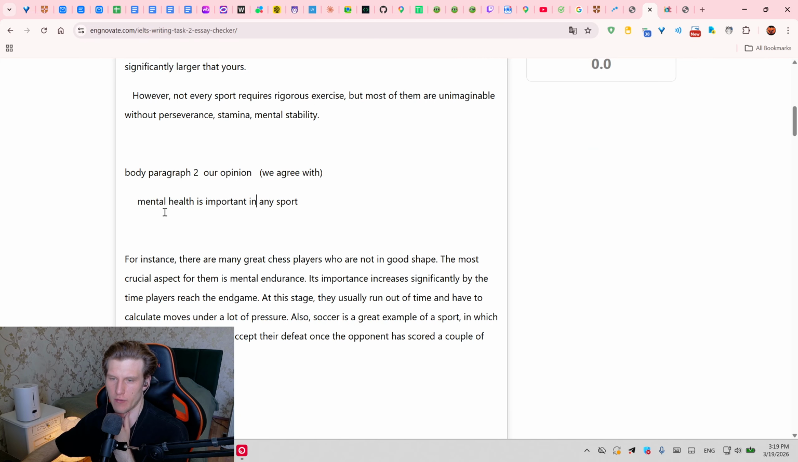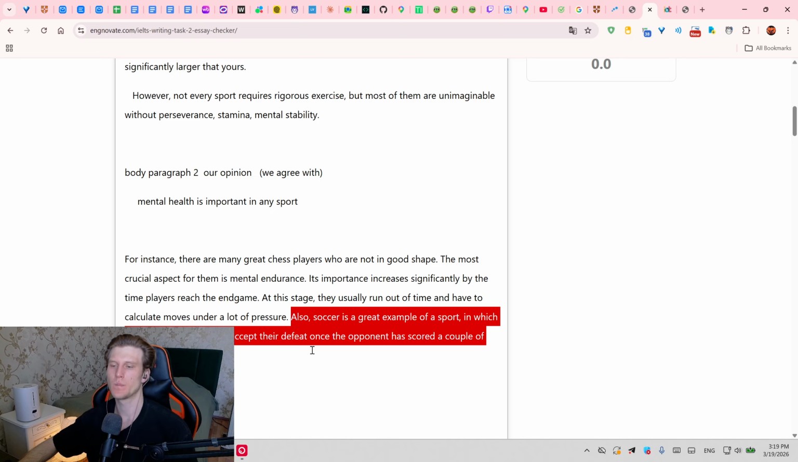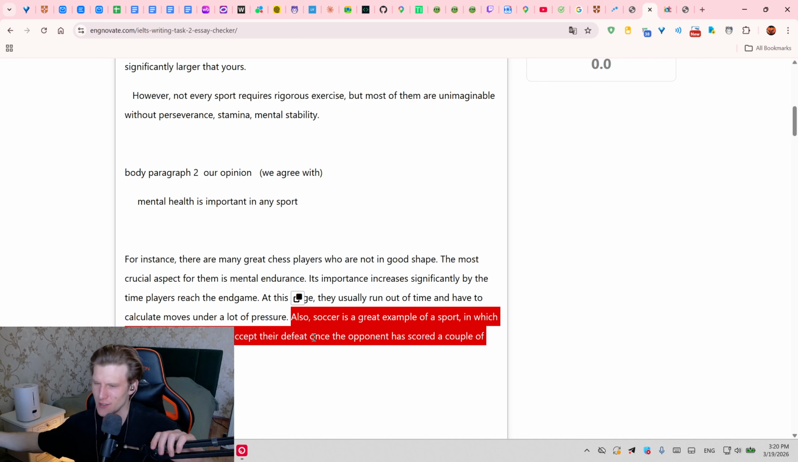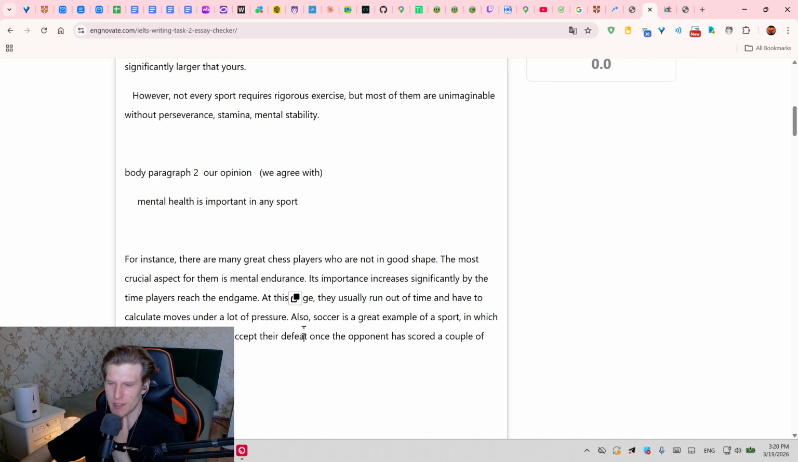Okay, body paragraph. Mental health is important in any sport. Or maybe we can. You know what? Now that I'm drinking this tea, I realize that probably it's not that bad. If you add milk to a green tea, that actually gives you an interesting combination. So like oolong, there are people who love oolong tea for a good reason.